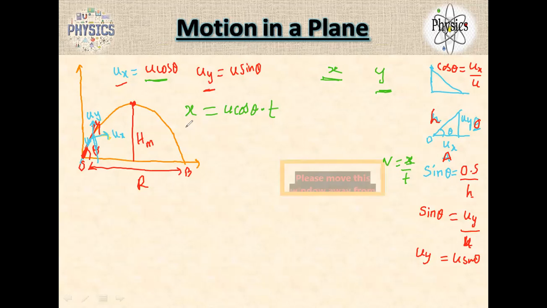Okay. So what is this? I'm writing the equation for the distance which the object travels in the x direction. x is equal to velocity into t. From this, what I can write is t is equal to x by u cos theta. Can I write like this? Yes, sir. Is it clear?